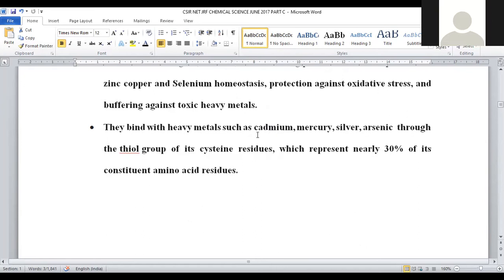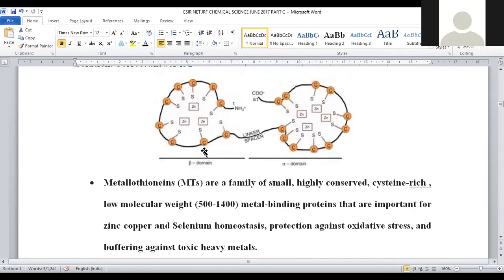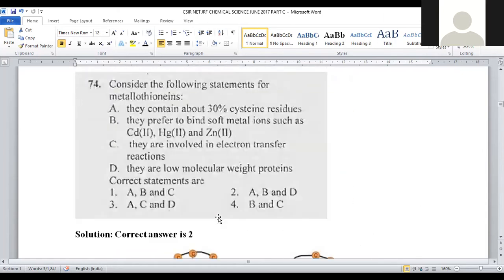In addition, we have cadmium, mercury, silver, arsenic. Such kinds of metals will be captured in this kind of skeletal structure. And these are cysteine-rich proteins made up of low molecular weight monomers, right? Let us see what are the important statements which explain these metallothioneins. They contain about 30% cysteine residues. It is the correct statement. And they prefer to bind soft metal ions like cadmium, mercury, and zinc.